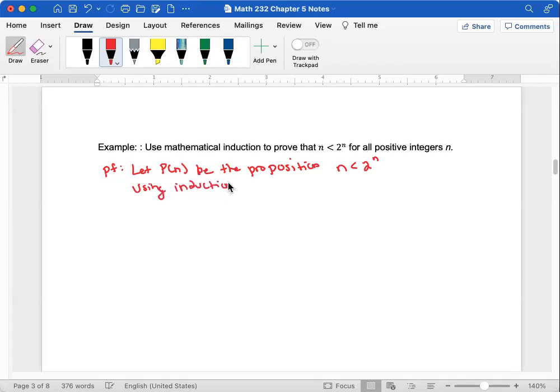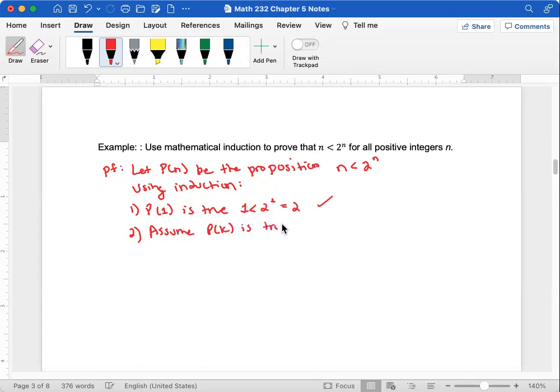I'll write that down. Using induction, P of 1 is going to be true. Sorry, let me go ahead and try doing the backwards. There we go. Okay, P of 1 is true because 1 is less than 2 to the 1, which is 2. So that's true. Boom.